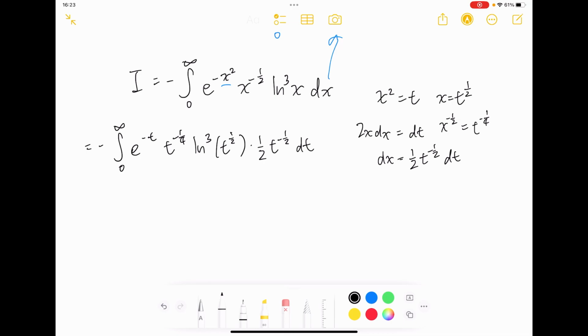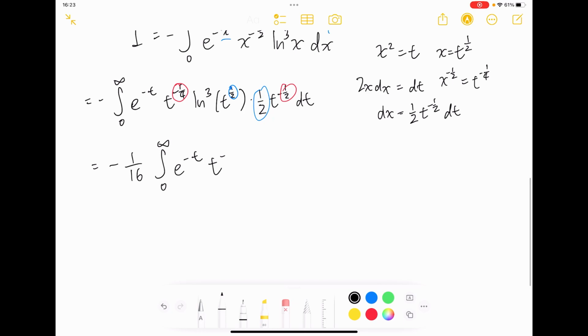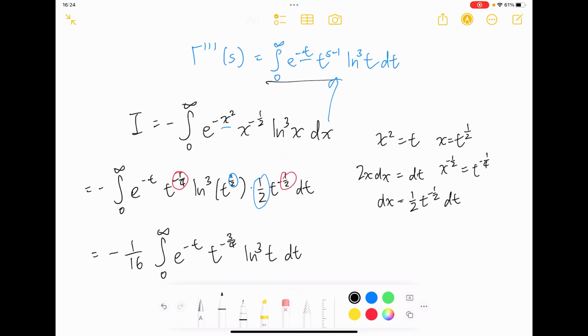And there's a lot of stuff we can do here. So we can first throw this a half in front of the integral. That's going to get us a half cubed, that's an eighth, and combining it with this a half as well, so minus 1/16 from 0 to infinity, e to the minus t. And we'll combine these exponents right here. That's going to get us t to the minus 3/4 natural log cubed t dt. And we have it in exactly this form right now.